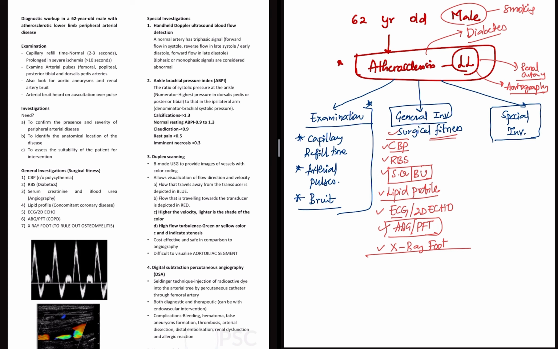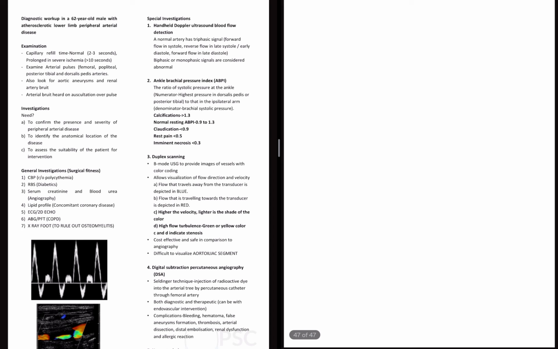If the patient is developing gangrene, if you're going for amputation, or if there is a blockage in multiple segments of the arteries, if you're going for bypass surgery, or transluminal stenting, which are management options, I think you need general investigations to be done. And next important thing is the special investigations in these cases.